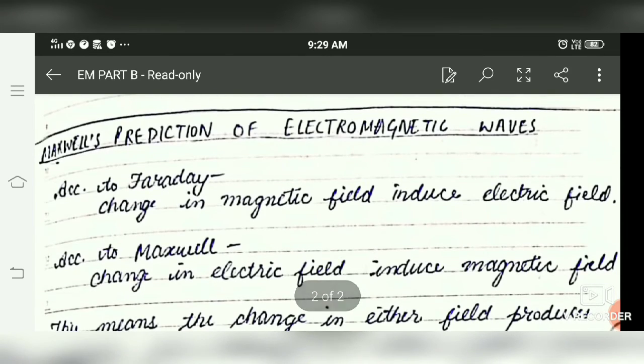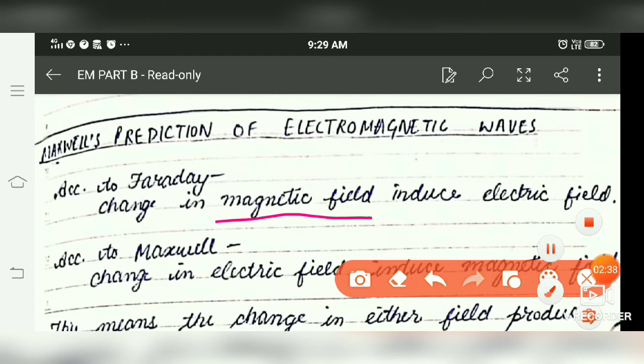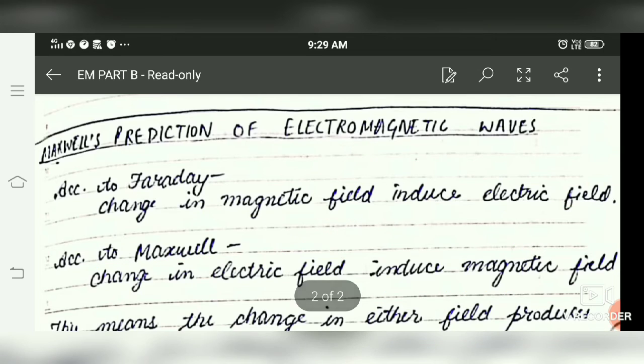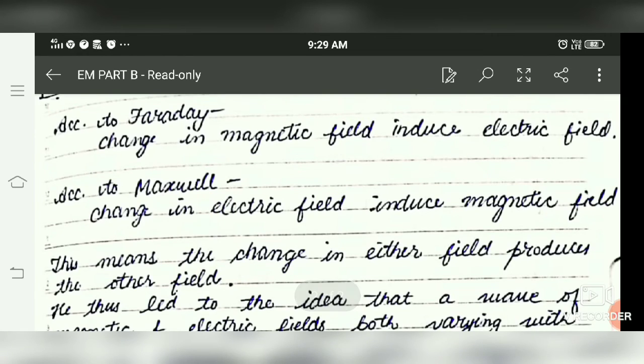Next is Maxwell's prediction of electromagnetic waves. According to Faraday's law, a change in magnetic field induces an electric field. If in a circuit the magnetic field linked with the circuit changes, that will result in the production of an electric field. And according to Maxwell, if the electric field changes, then it will result in the induction of a magnetic field. So Faraday states that a changing magnetic field produces an electric field, and Maxwell states that a changing electric field produces a magnetic field. It means a change in either field produces the other field.